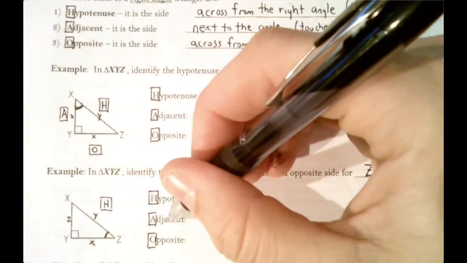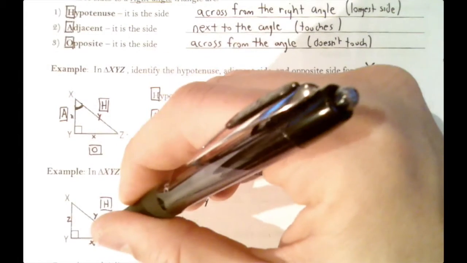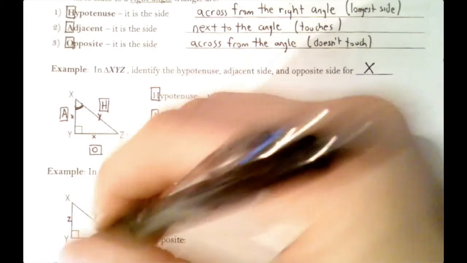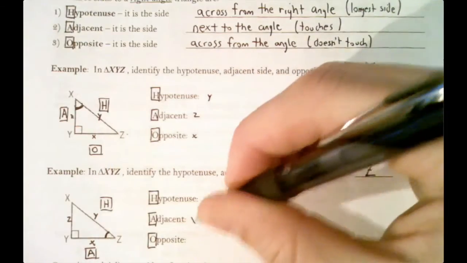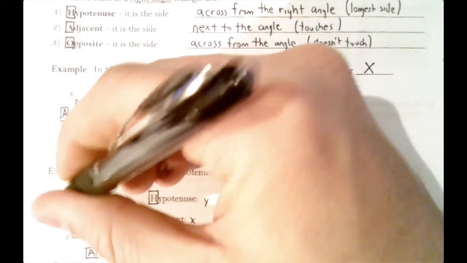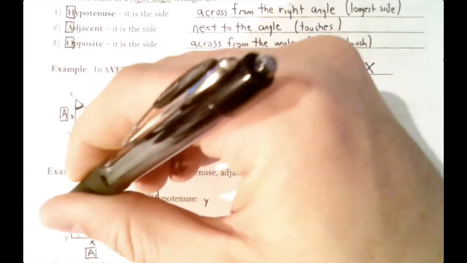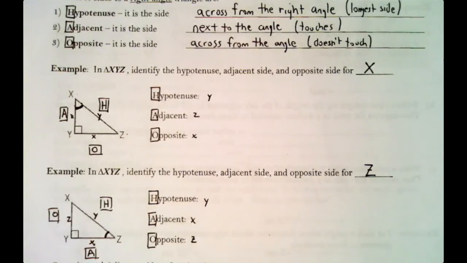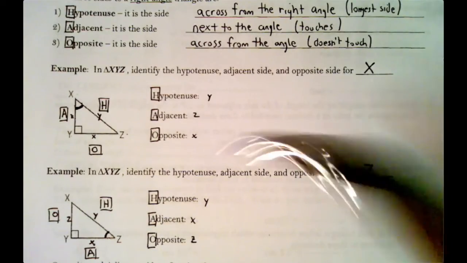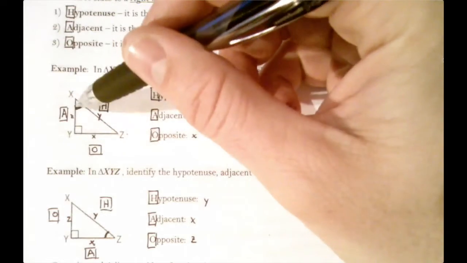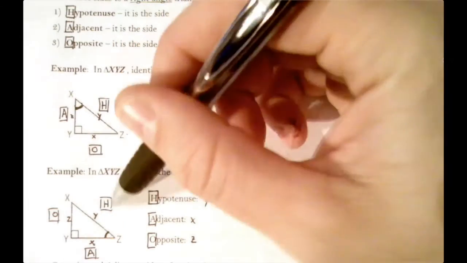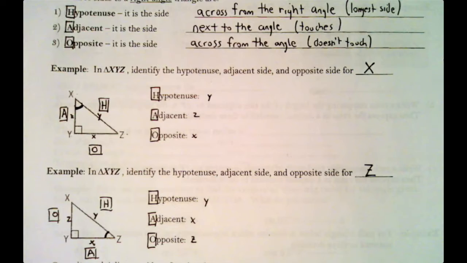Adjacent is the one next to the angle. Now we're talking about z. So the adjacent is side x, which leaves the opposite for side z because it's across from angle z. And there we go. The only thing that switched was A and O. A and O correspond to what angle we're talking about. Hypotenuse is always the longest side.